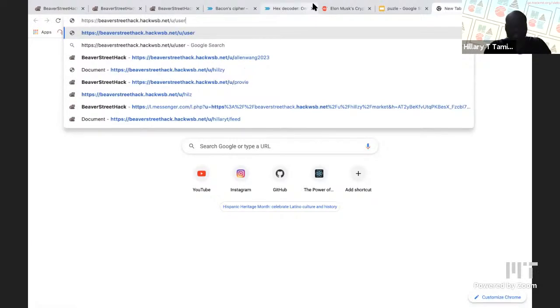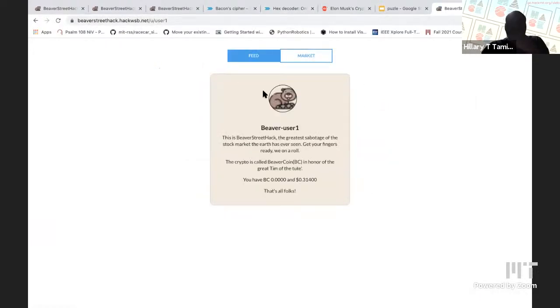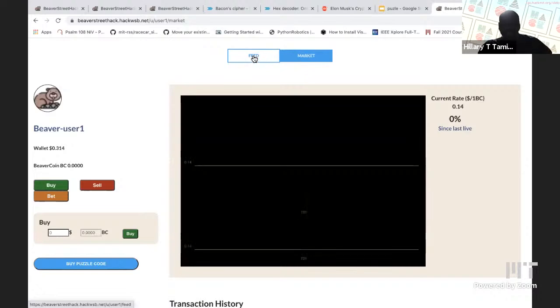Right. So if you start off the puzzle, just bare bones, let's just say user 1. I guess you reach this page and essentially you have 0 Beaver coin, but you have 0.31431 cents to start with. And 0.314 is just basically my room number and also pi. So yeah, I thought that was kind of like cool to add.